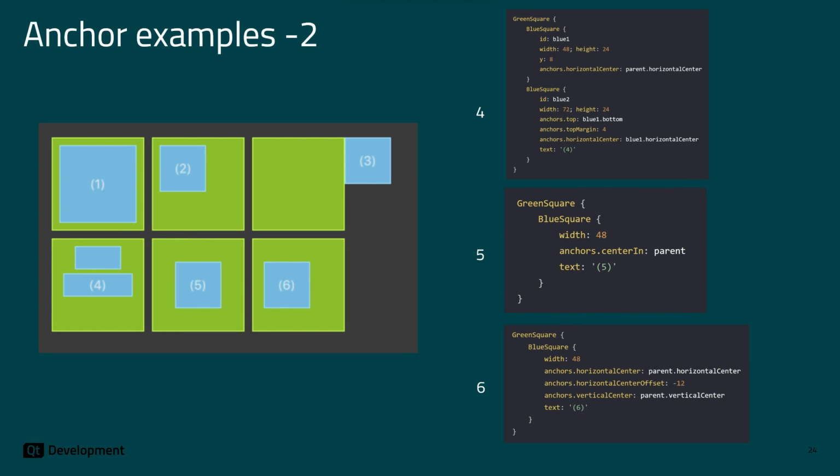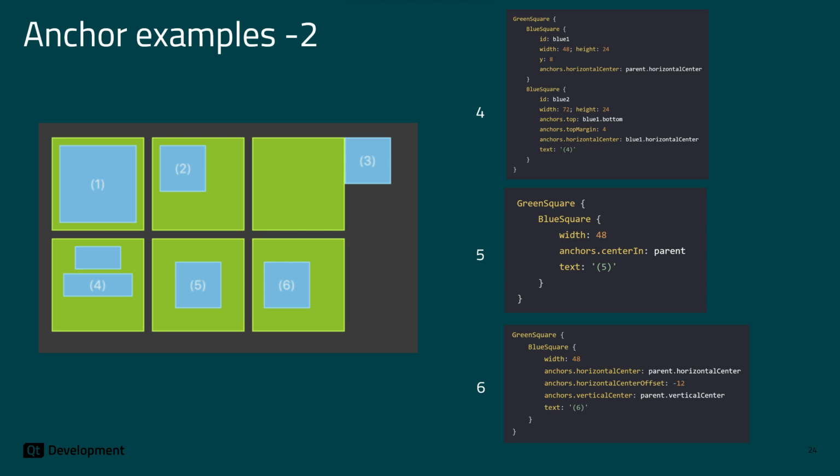The fourth example shows that you can also define anchors between items. In this case, blue 1 anchors on its parent's horizontal center, while the blue 2 horizontal center anchor refers to blue 1's horizontal center. The fifth example centers the blue square in the green square, which is equivalent to setting both the horizontal and vertical center accordingly.